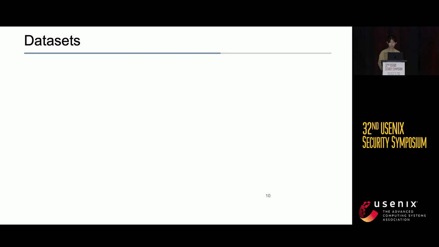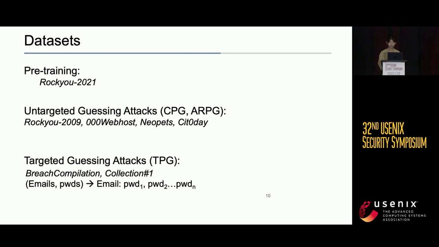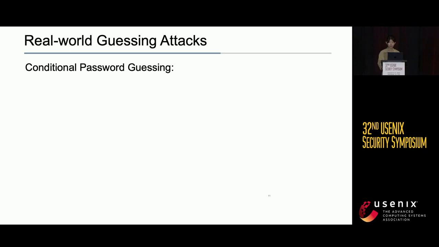Recently, many plain text passwords are publicly leaked. Specifically, we use the RockYou dataset leaked in 2021 for password pre-training. For untargeted attacks, we employ the RockYou dataset leaked in 2009, 000webhost, UHC, and CityDay datasets. These datasets are all plain text passwords. For targeted guessing attacks, we leverage the dataset with emails in it and pre-process the passwords belonging to the same email as created by the same user. Then we show the specific fine-tuning designs in three attacks.